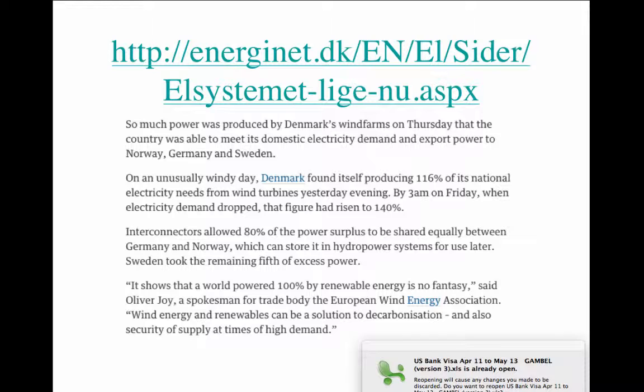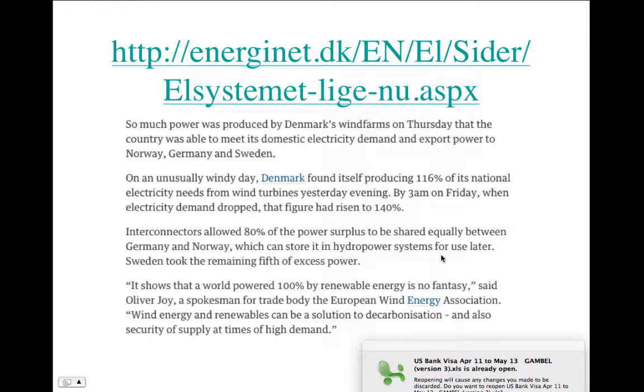And Denmark also has solar panels, and it also has biomass, and it also has cogeneration plants. So interconnectors allow 80% of the surplus power to be shared equally between Germany and Norway, which can store it in hydropower for later use.